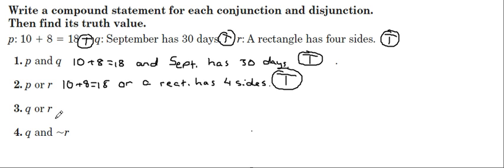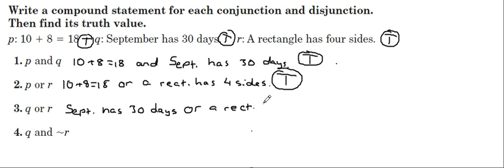And then number 3, Q or R. Again, statement Q, September has 30 days. And the word or, showing it's a disjunction, a rectangle has 4 sides. And then once again, only one of these two items has to be true. They both are, so the entire statement is true.